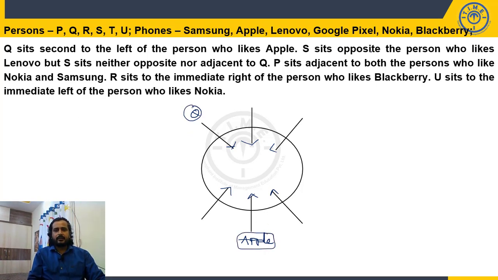Next, S sits opposite the person who likes Lenovo. But where can I take S and Lenovo? So many places. But S is neither opposite nor adjacent to Q. So S cannot be here, nor adjacent. So where can I take the S? I may take the S here, I may take the S here. If S sits opposite the person who likes Lenovo, Lenovo will be here. If I take the S here, this will be Lenovo. So how many possibilities do we have? Two possibilities. So let's draw the two possibilities.